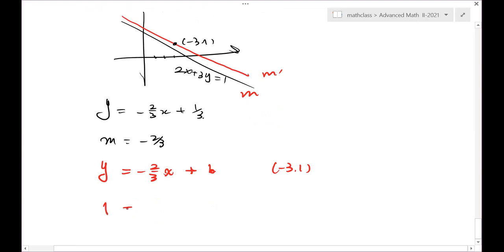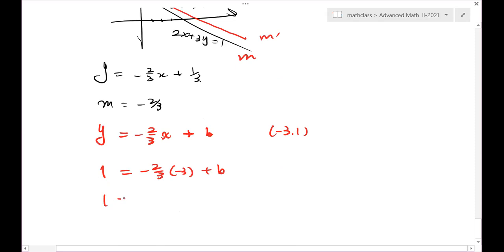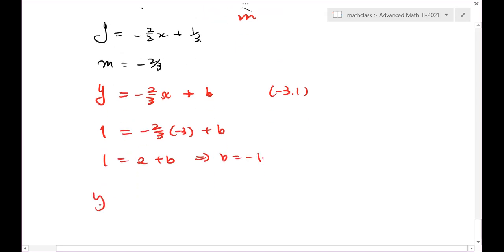So here's a 1, here's -3, and plus b. Let's figure out what b is. So 1 equals 2 plus b. That implies b is -1. So the equation is going to be y equals -2/3 x minus 1.